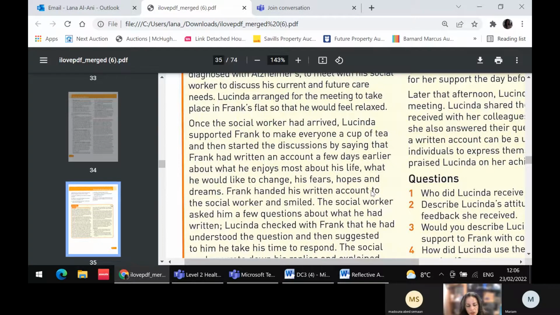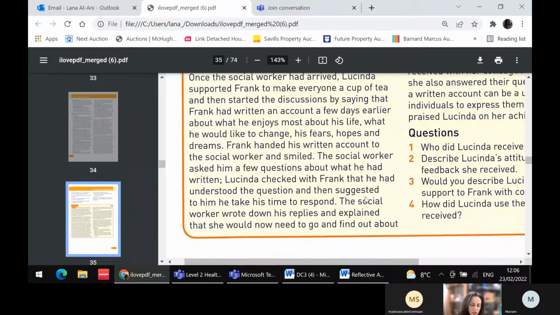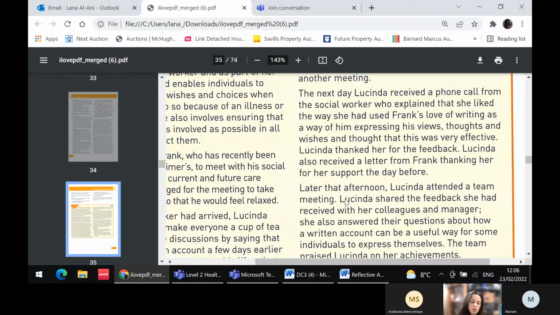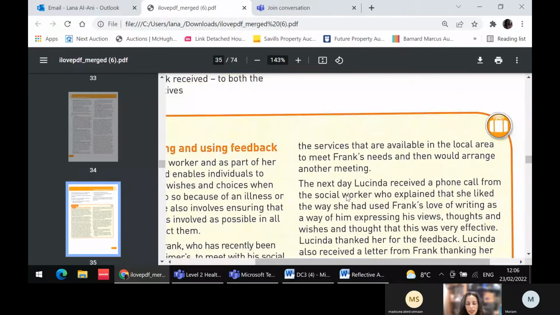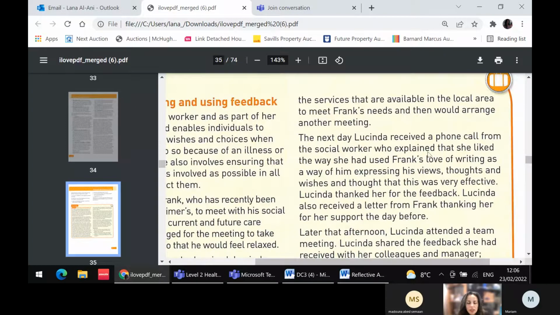And what's Frank's dream? So Frank handed his written account to the social worker. Lucinda checked with Frank that he had understood the questions. The social worker asked him questions. If he didn't understand, Lucinda checked with him. And then the next day, Lucinda received a phone call from the social worker, who explained that she liked the way that Lucinda had dealt with Frank.